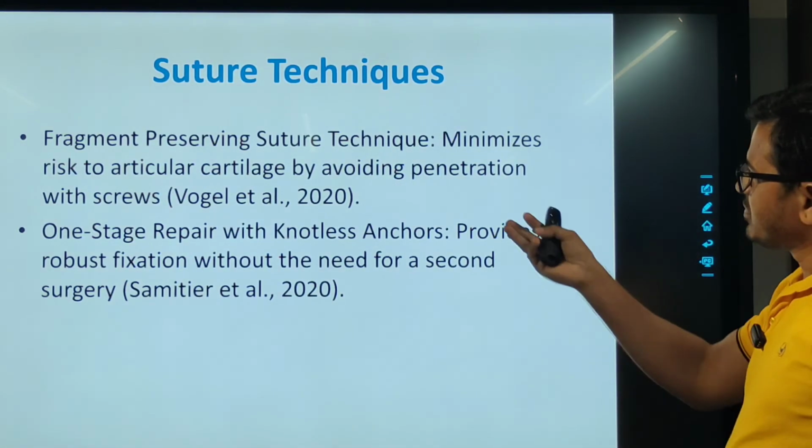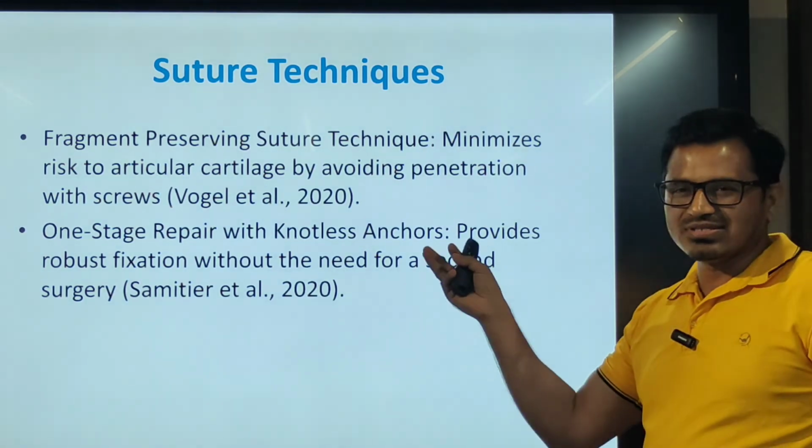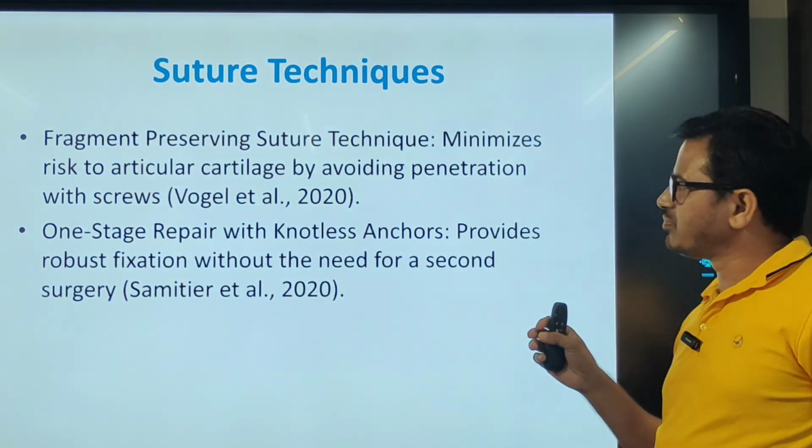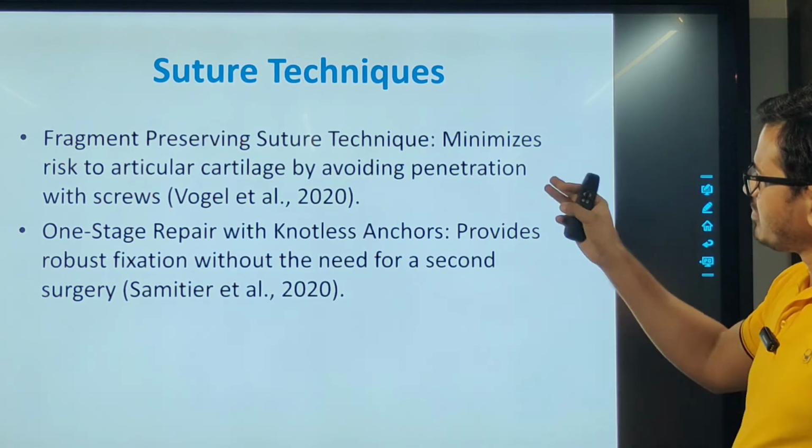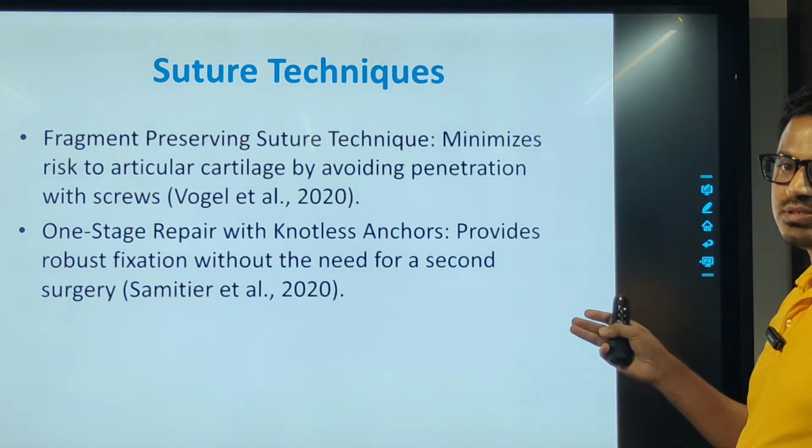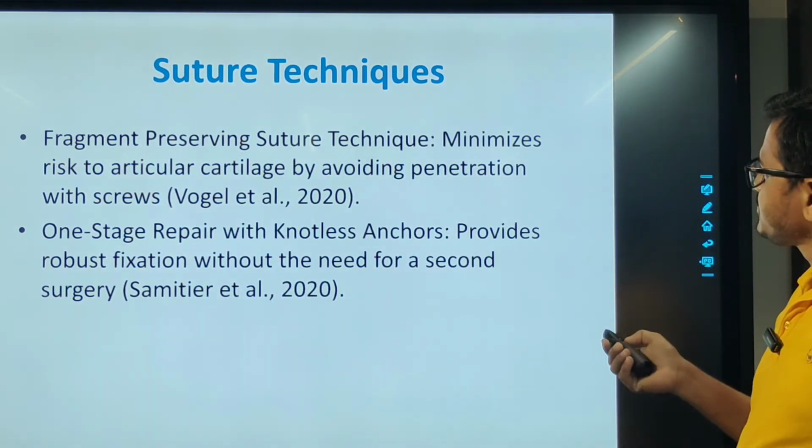So here we have two techniques with a similar kind of purpose, but they are published by two different scientists.